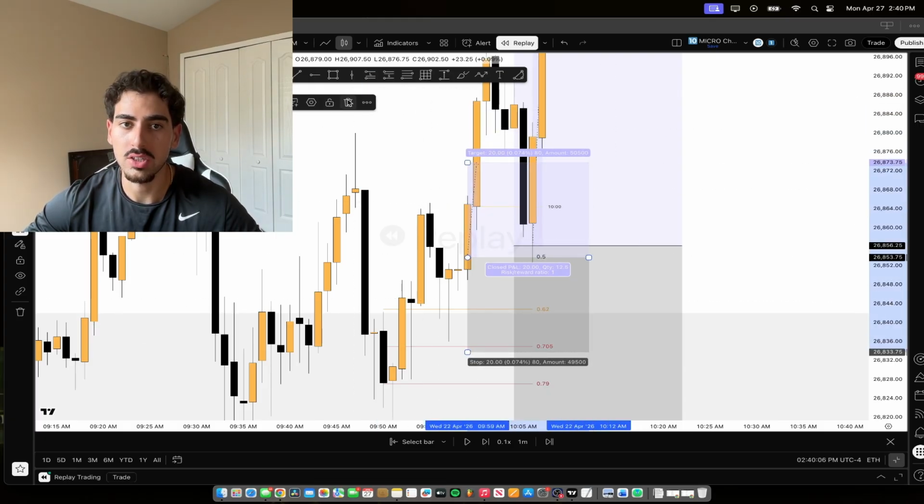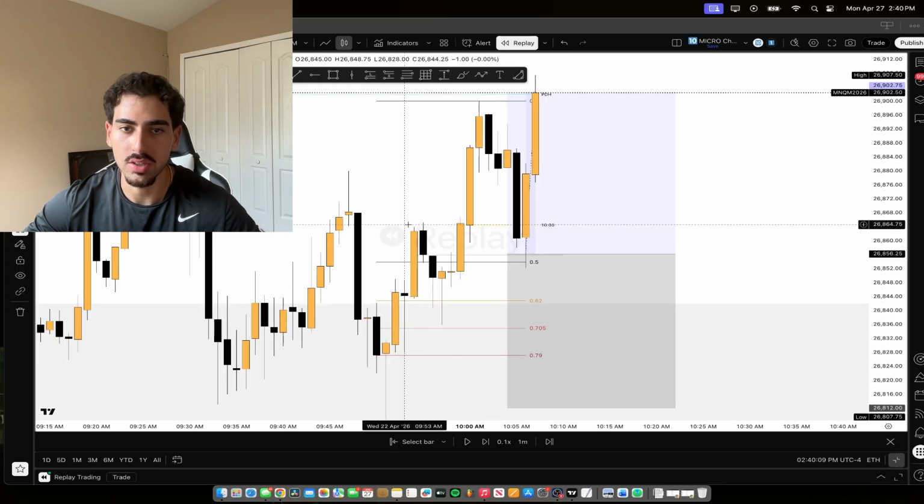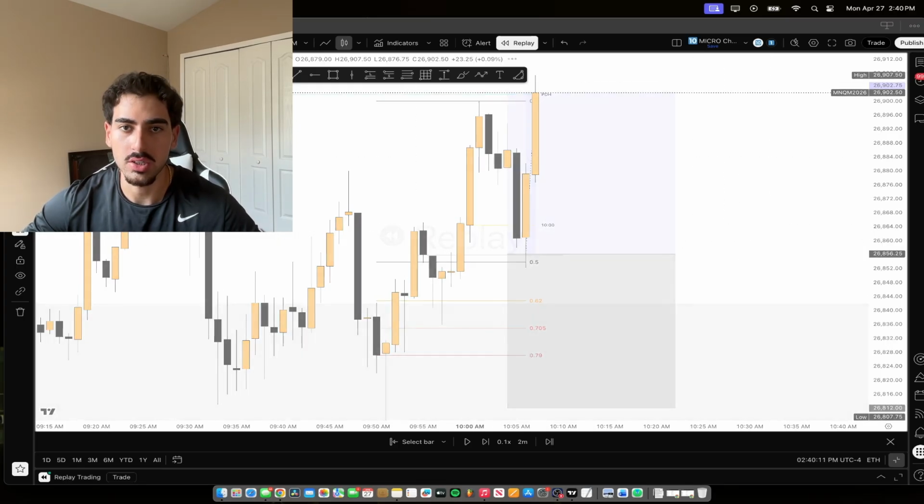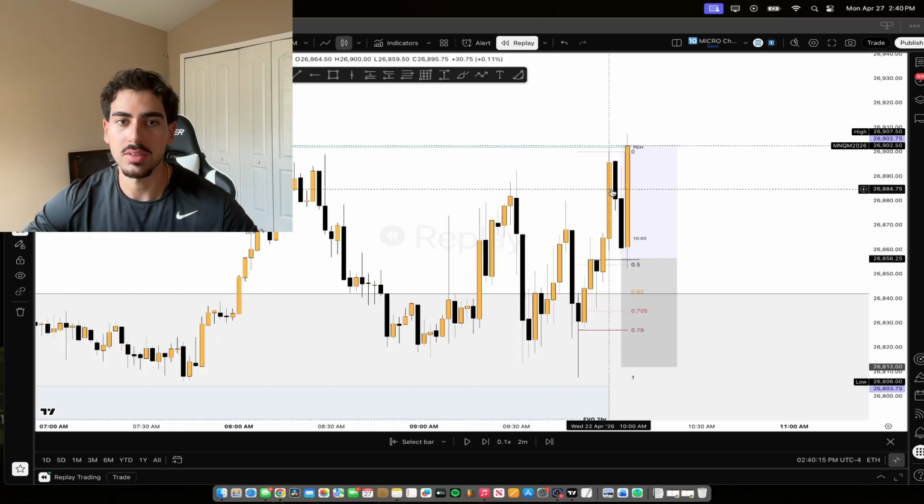Would not have gotten the best entry, but you can see kind of the gist of how things work. Price retraces back to that market structure shift, order block, to then push up and take the objective.